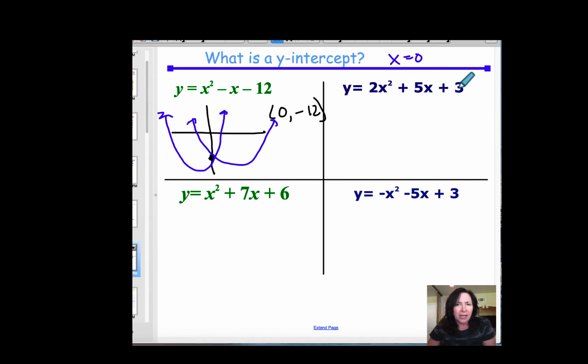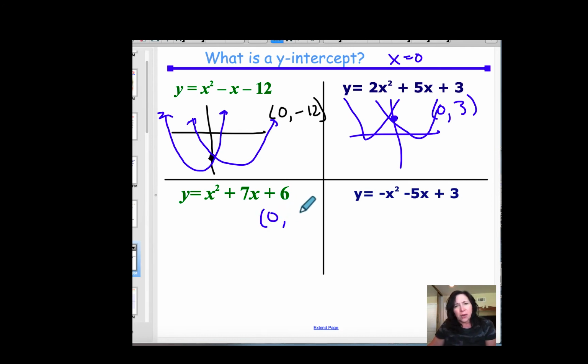For this problem right here, if you set x equal to 0, then y is equal to 3. And for this one also, you've got 0, 3. So again, your graph could be that way, or it could definitely be that way. For this one right here, when I set x equal to 0, y is 6. This one's a little bit easier to see what it may look like.